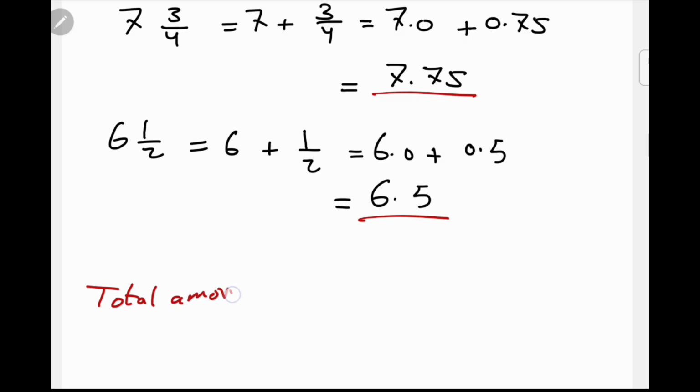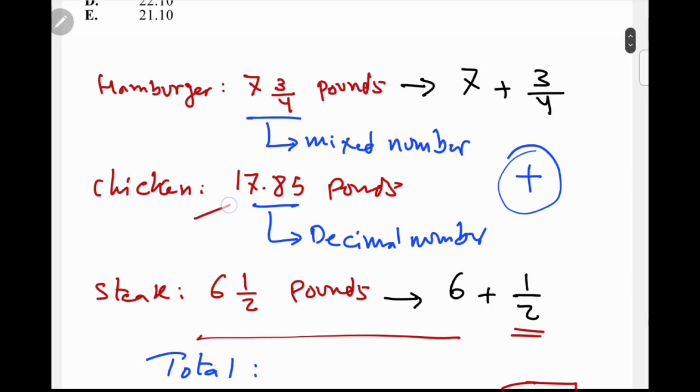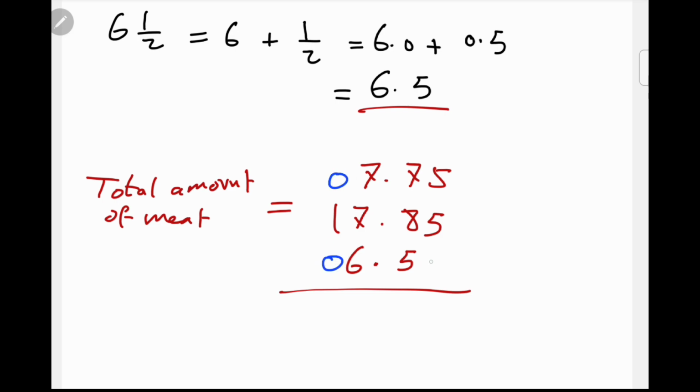And since now all these numbers are converted into decimal, the total amount of meat is equal to 7.75 plus 17.85 plus 6.5. So we can fill all empty spaces by zeros before we perform the addition operation.